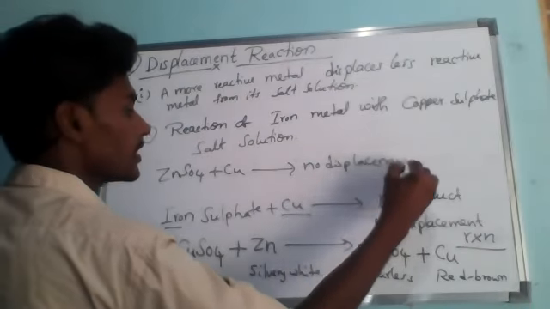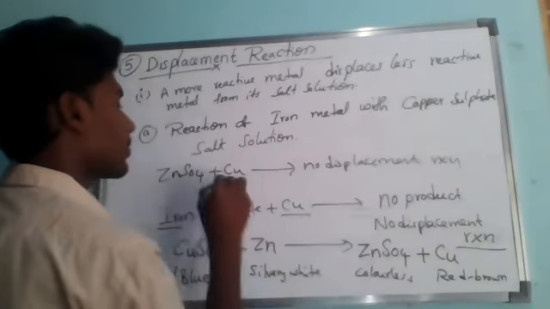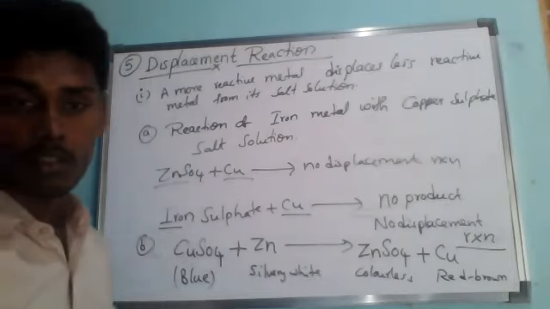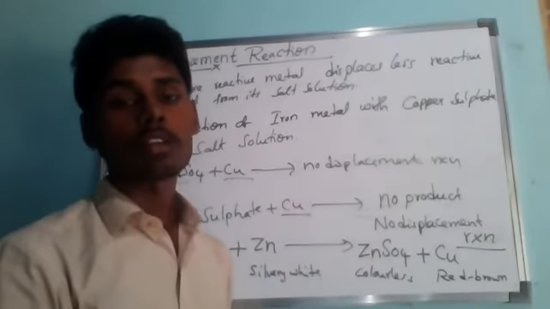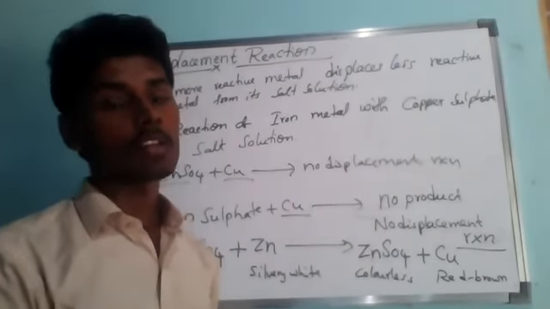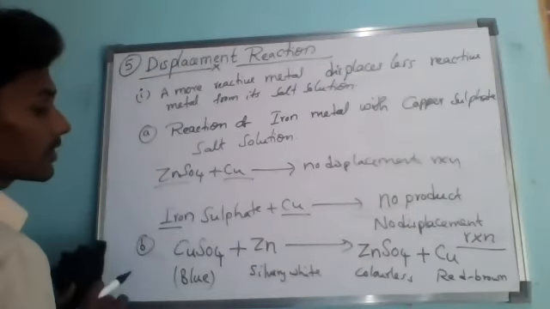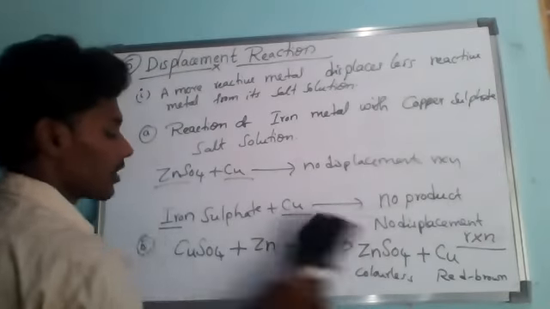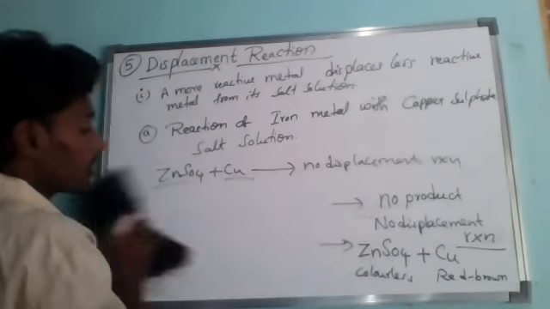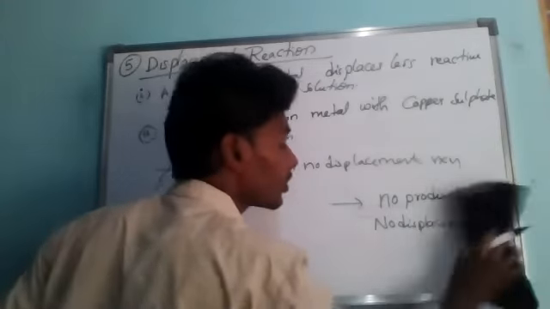No displacement reaction because copper is less reactive than zinc. Understand? So here also the reaction does not displace. Like that, the next one: suppose you react iron sulfate and zinc. What is going to happen? You will see now. Here, if you take zinc sulfate plus copper, no reaction is taking place.